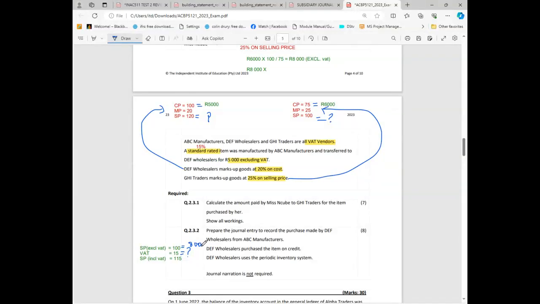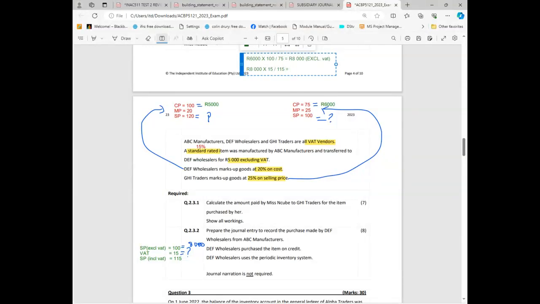Okay, now because you did this, let's go back to the calculation there. 8,000 times 15 over 100. Okay, that makes sense. Can you see you can say 115? Yes. And how much is the VAT? So it's 100, not 15. 100.